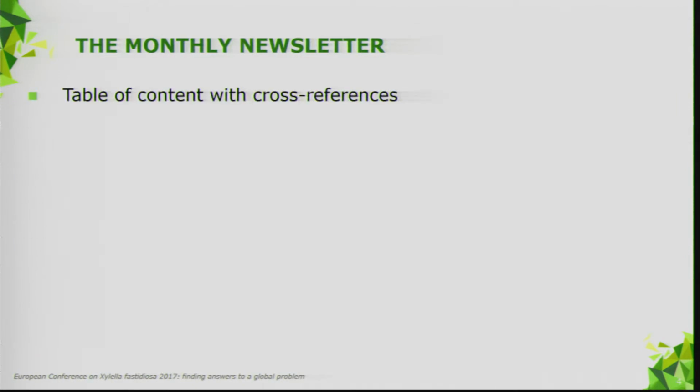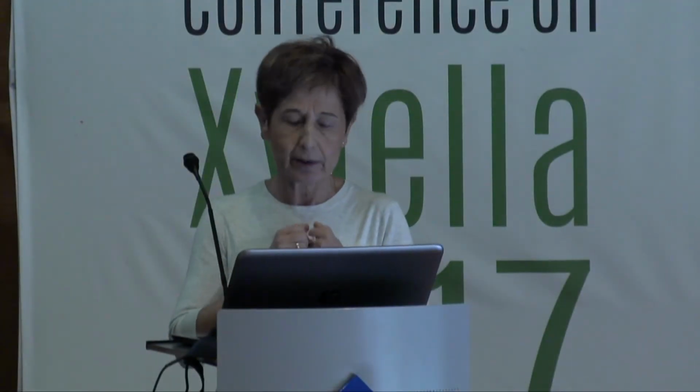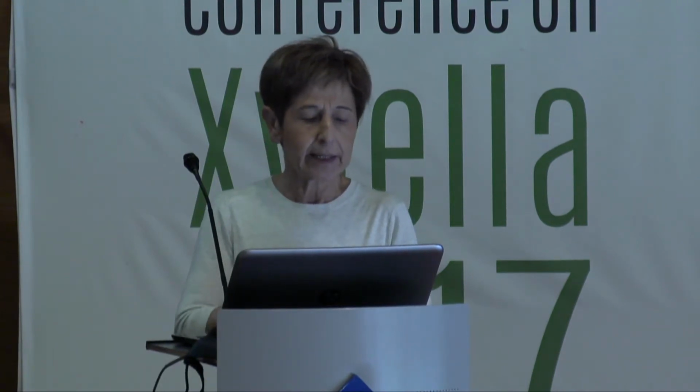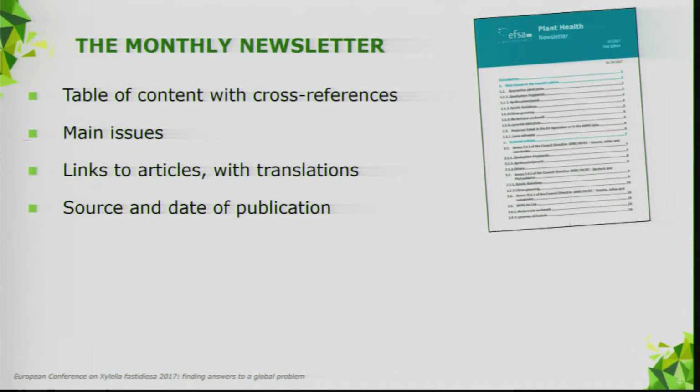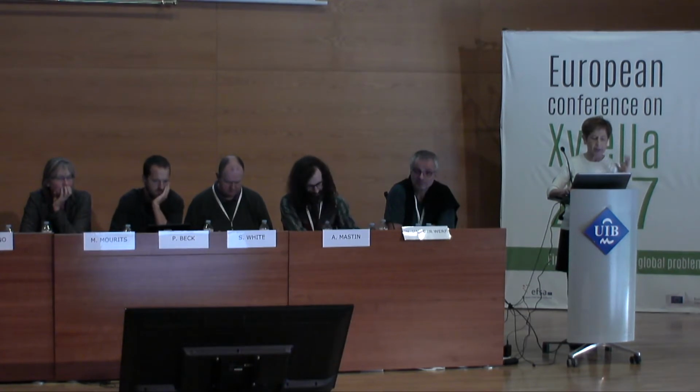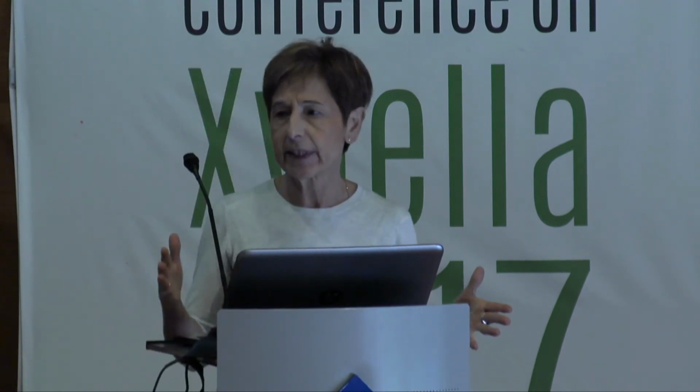Something more about the monthly newsletter that we send to the Commission and Member States. It contains the table of content with cross references. There is a section describing the main issues of the month, giving information about the pests of concern in the period monitored. There are links to the articles on the internet, translations, and also the sources and the dates of publication of the articles. And we had 8 editions from March this year till October.